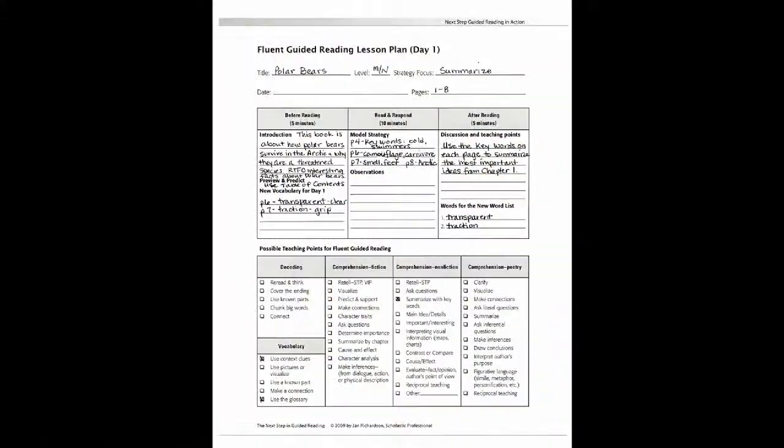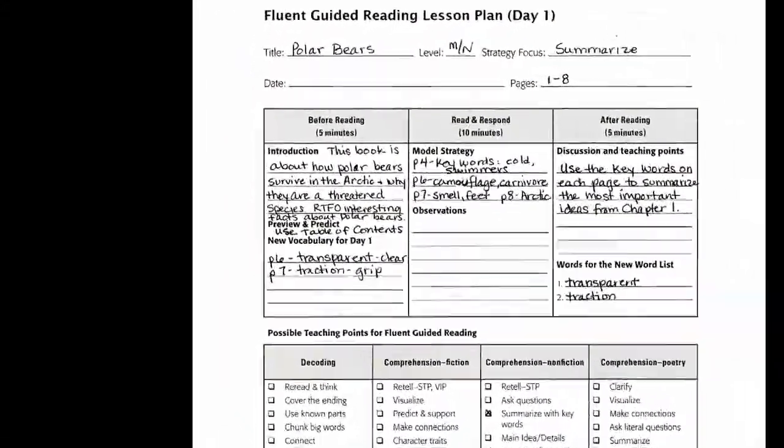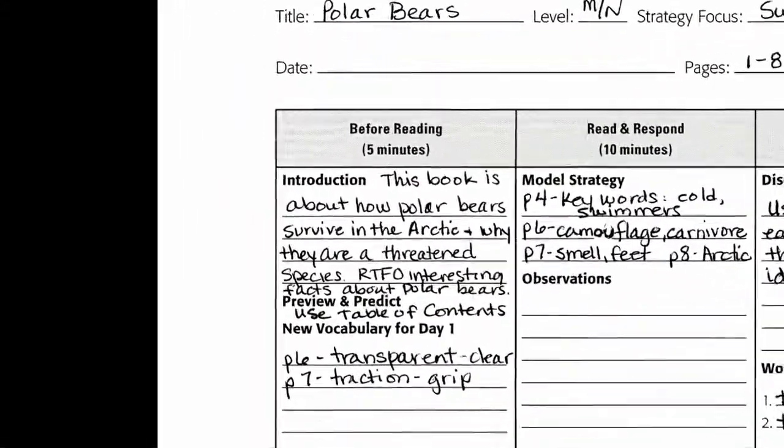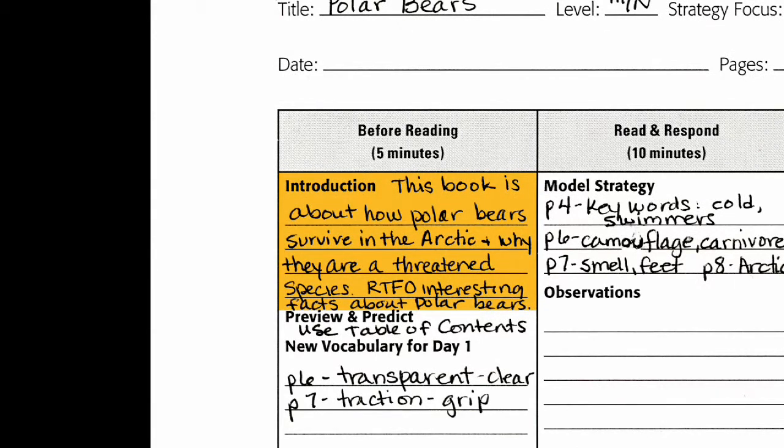Okay, turn the page. When working with fluent readers, the emphasis is always on strengthening comprehension. So, during the book introduction, ask students to make predictions and ask questions using text features, such as the table of contents, headings, and illustrations.